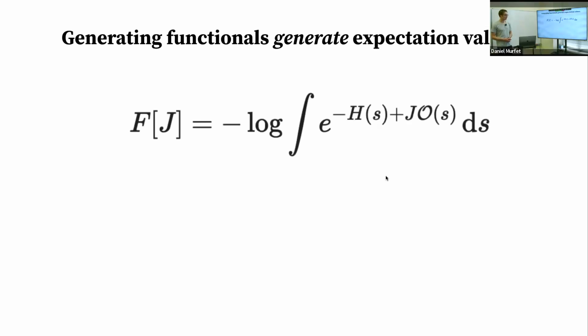Generating functionals are called that, or in this case a generating function, because they generate expectation values. To see that, we have to introduce a new component into our definition of the free energy. We introduce this imaginary source current, J, and we couple J.